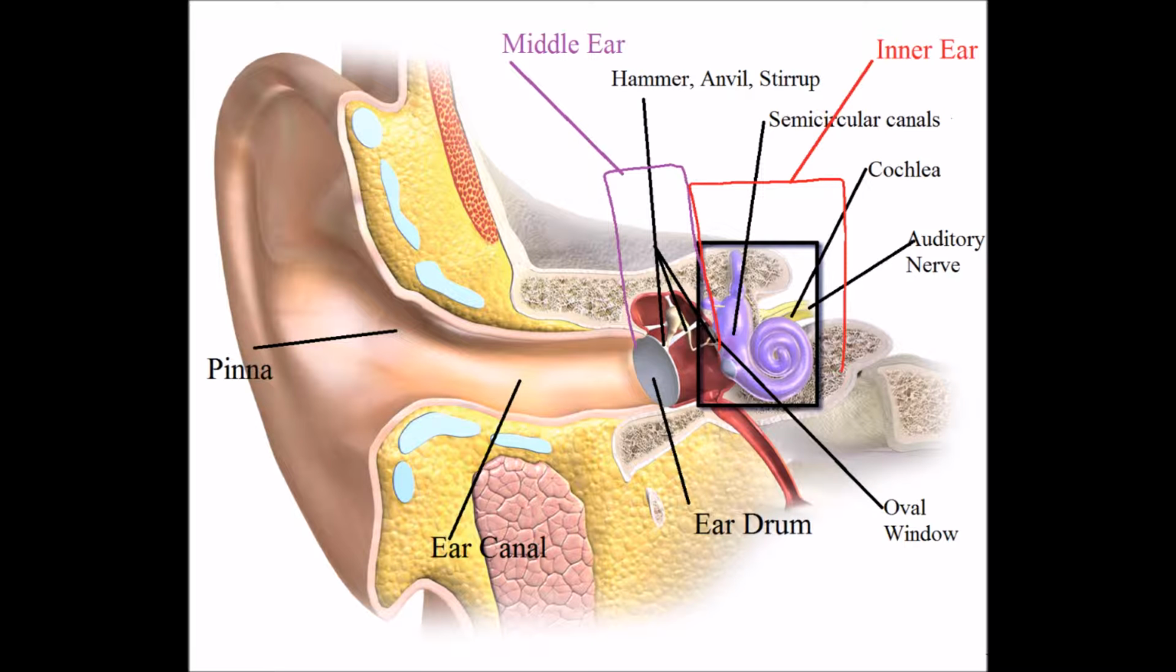The middle ear includes the eardrum, the hammer, the anvil, and the stirrup. The oval window attaches the middle ear to the inner ear. The inner ear includes the cochlea and the other things that send the information to the brain.